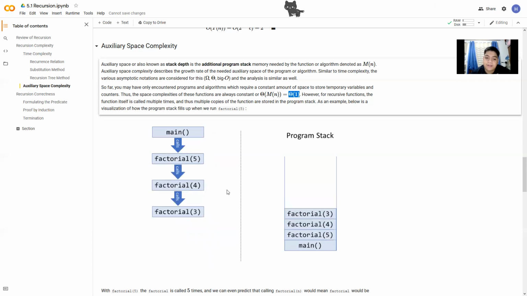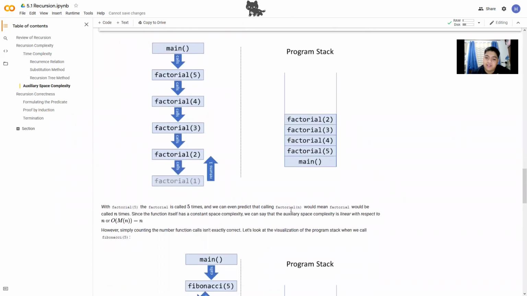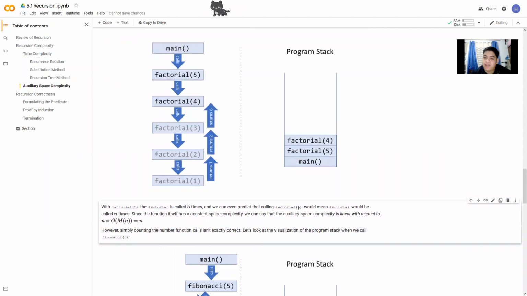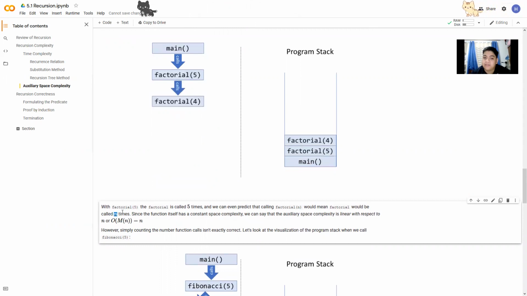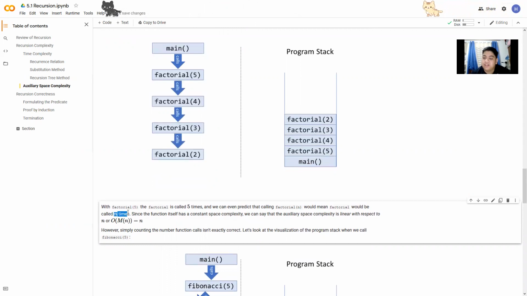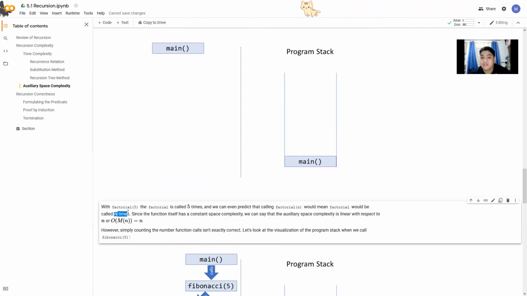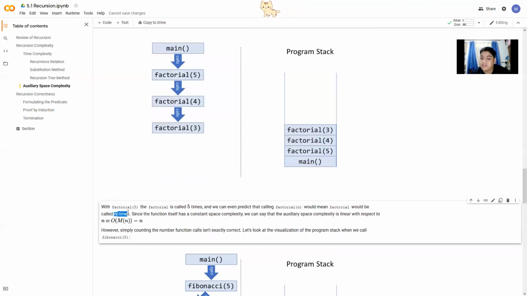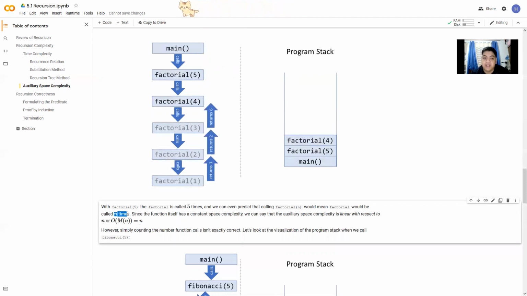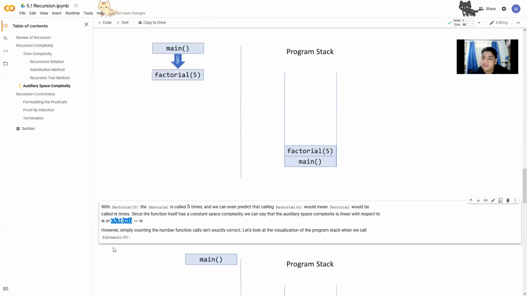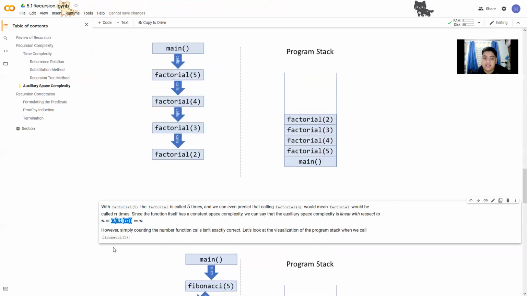calls. So for example, if we get the factorial of n, we can expect that factorial will be called at least n times. And if we get the factorial of 2n, we expect factorial to be called 2n times. So we can say that the auxiliary space complexity is linear with respect to our input n. So the big O of our auxiliary space is just simply n.